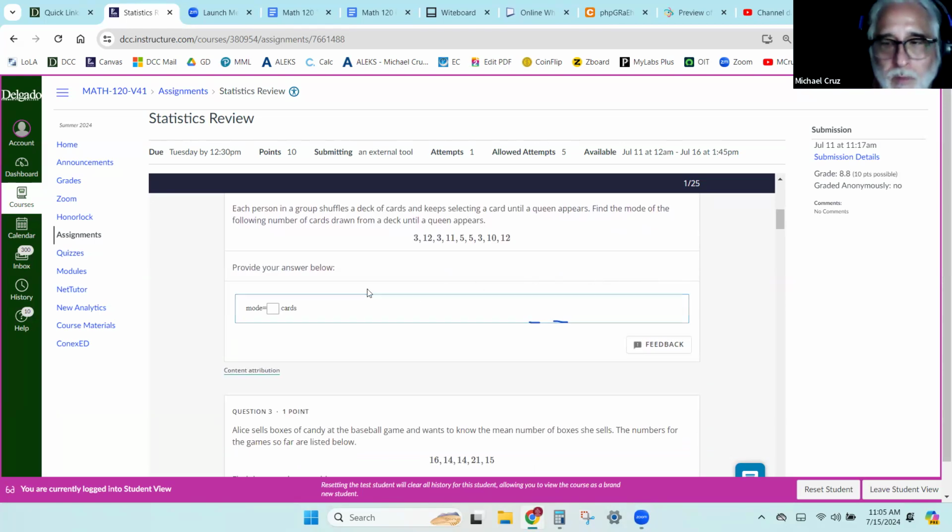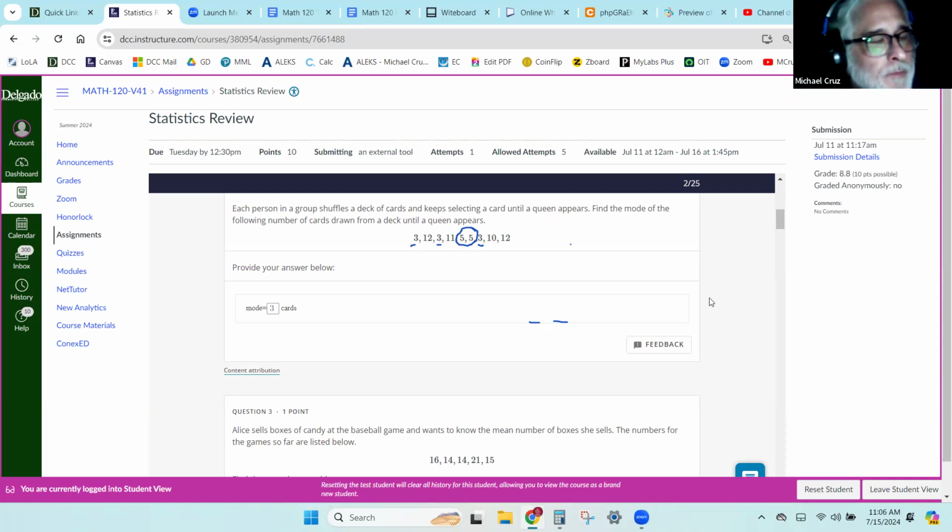So mode, it's just the one that is the most common. Anything that repeats is suspect. 3 repeats seems to be the most, because there's 3 3s and then there's 2 5s. So the mode is 3, because 3 repeats 3 times. 5 is the only other one that repeats. It repeats twice.